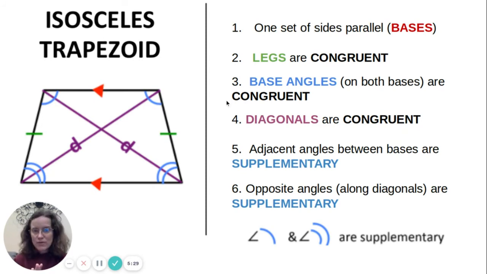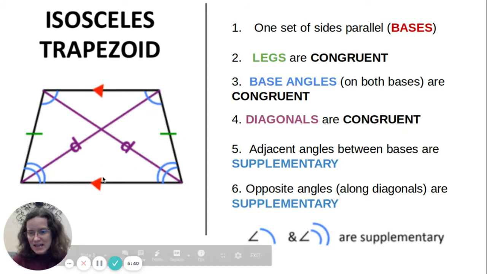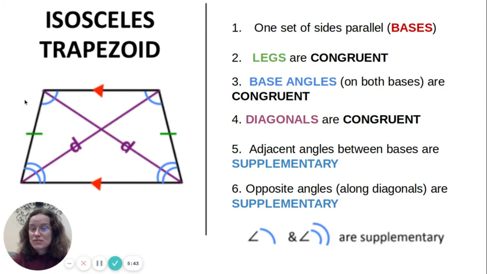So to go back over it again, the base angles are congruent and the other base angles are congruent. The diagonals are congruent. The legs are congruent. And then any angle on bottom will be supplementary to any angle on top.